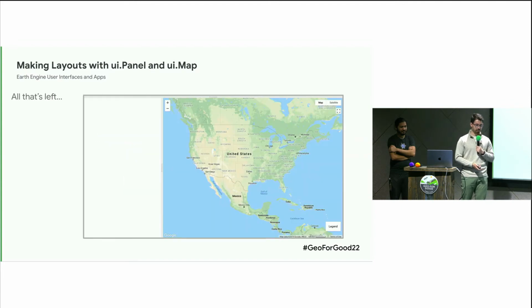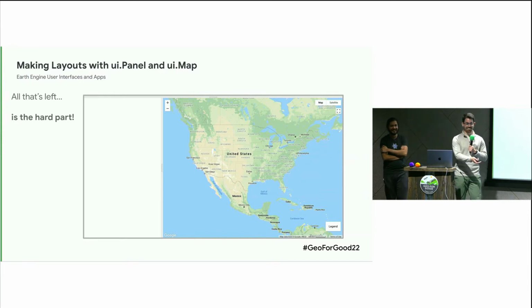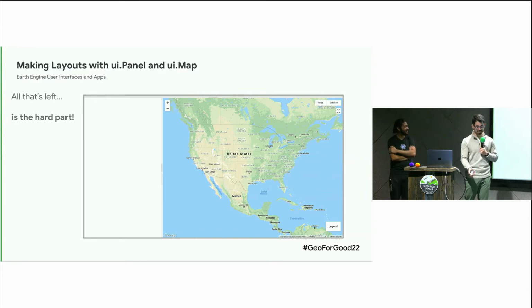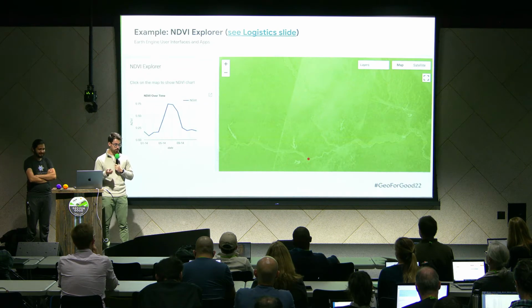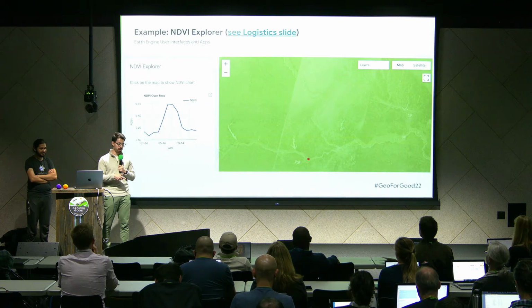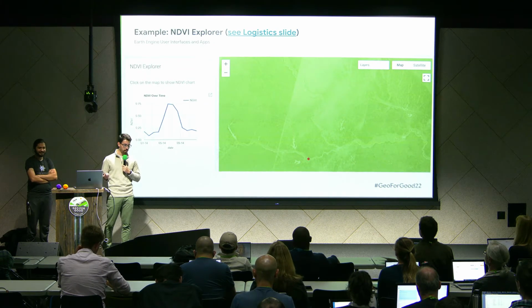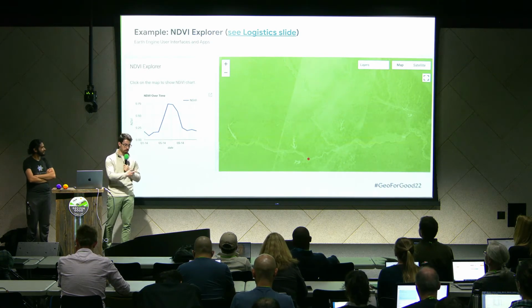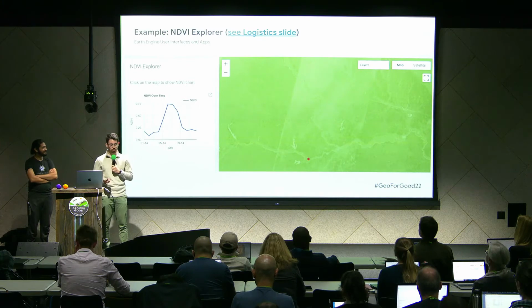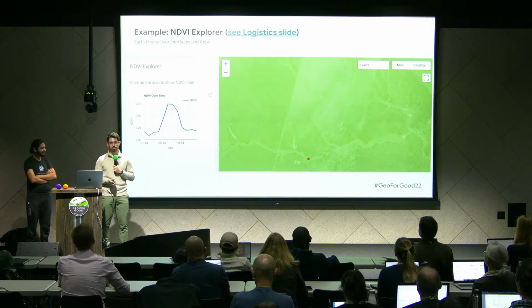And all that's left is the hard part. As you can see, we have nothing here. We just have a blank panel, and the map and a legend that says legend. So nothing interesting is going on. Now we're actually going to go through an example and see what we can do. We're going to try to do the NDVI Explorer, which Sufyan will walk us through. Here, when you click on any point on the map, that chart will update and show you the NDVI over time. So that's what we're going to try to create right now.